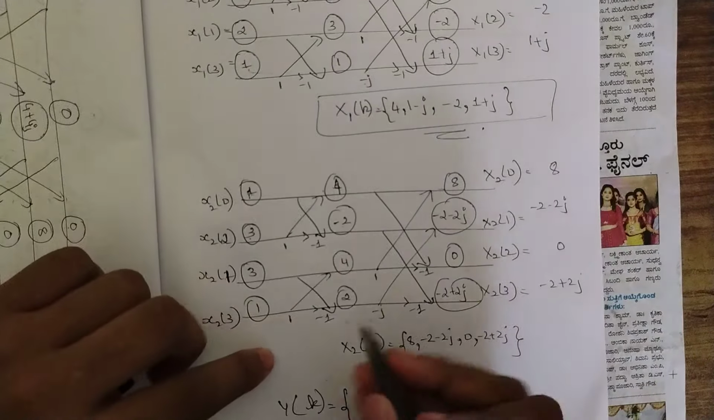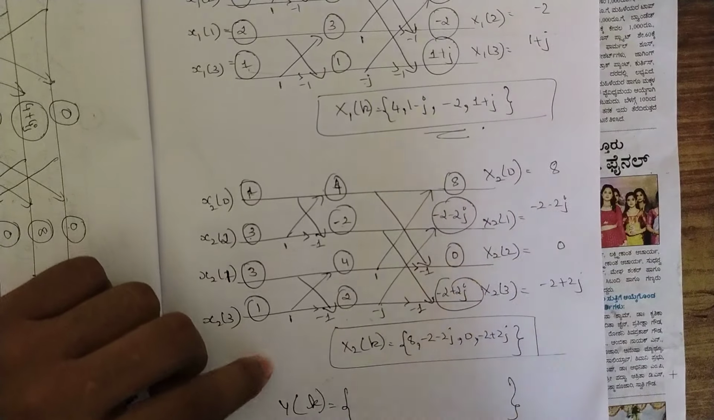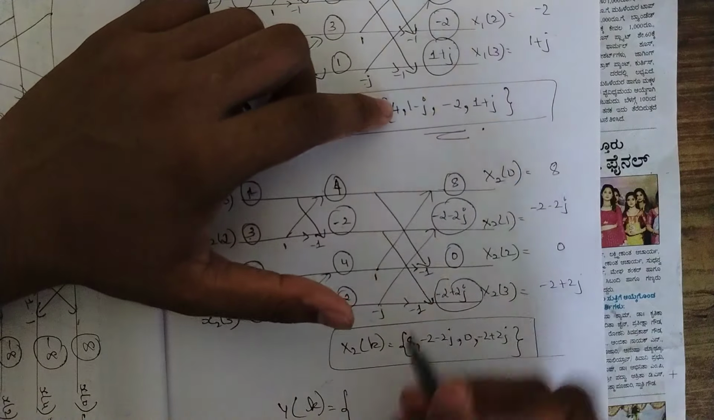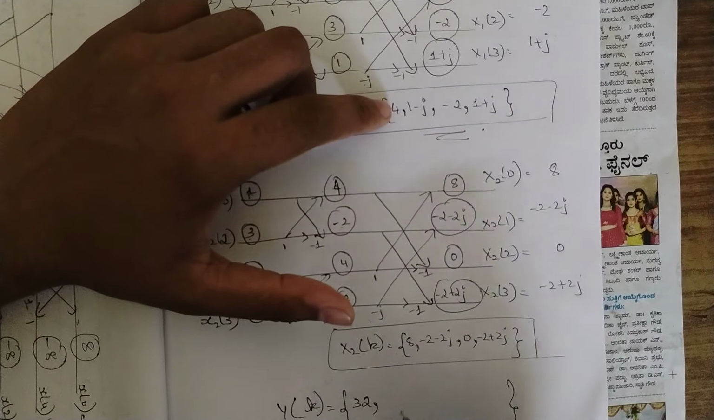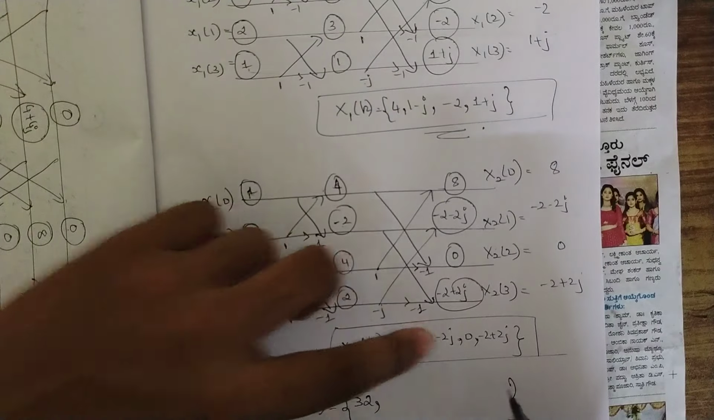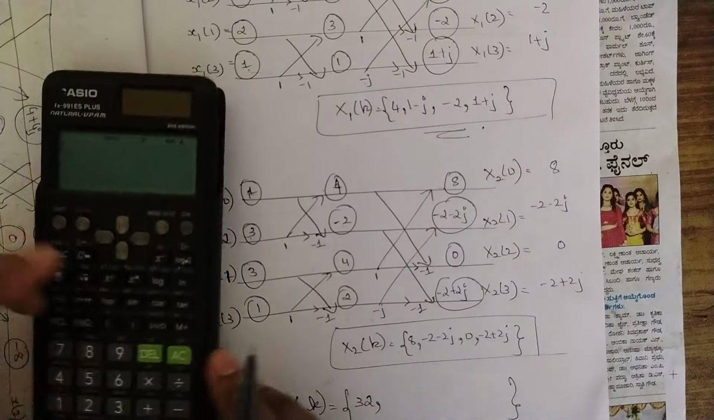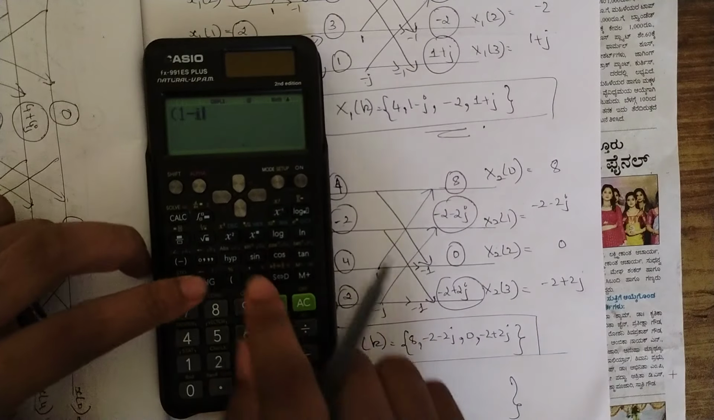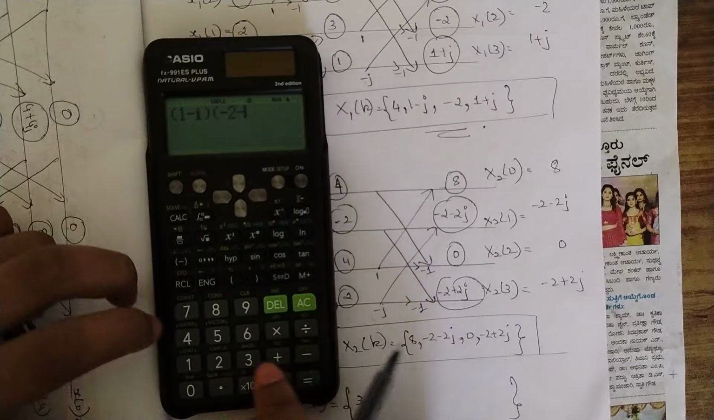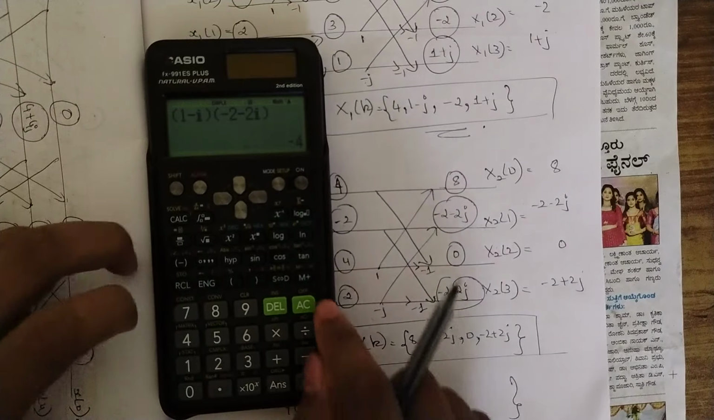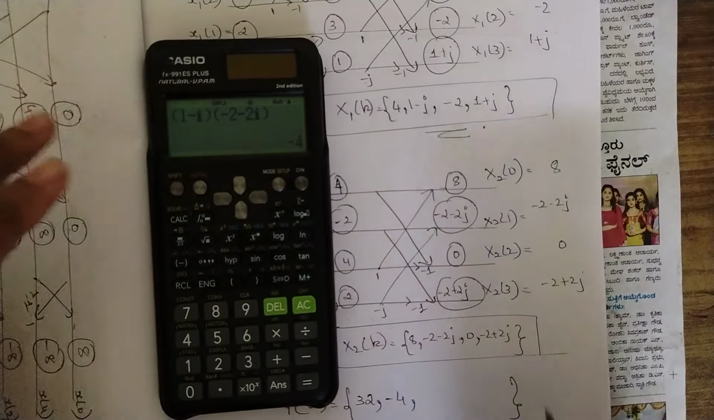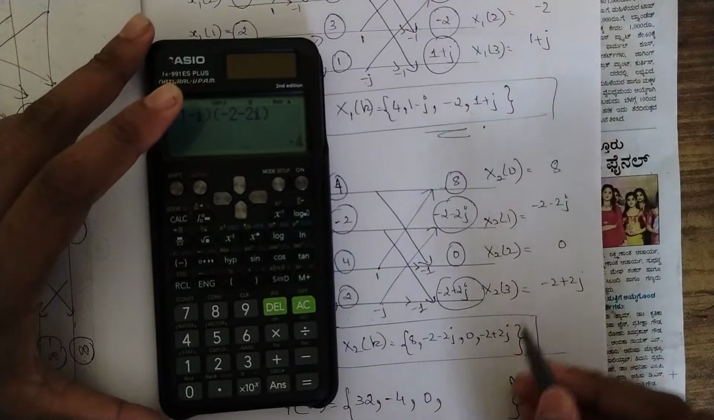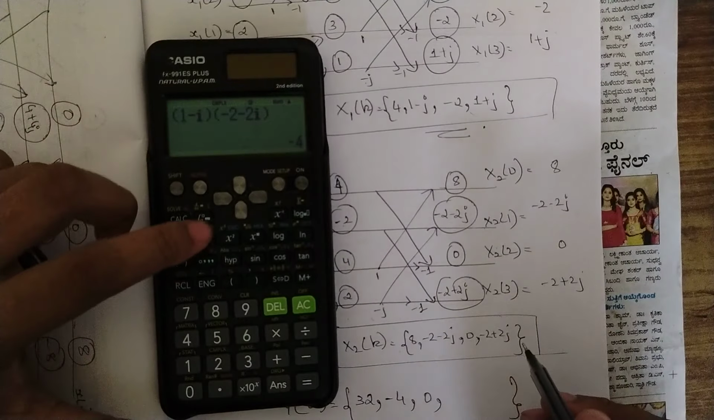So these are the two sequences which I have got. Now we should be doing the point to point multiplication, that is, first point with first point multiply. 4 8s are 32. 1 minus j into minus 2 minus 2j, put it in the calculator: 1 minus i into minus 2 minus 2i, that is equal to minus 4. Next is minus 2 into 0, that is 0. Then 1 plus j into minus 2 plus 2j. Here only I will change.